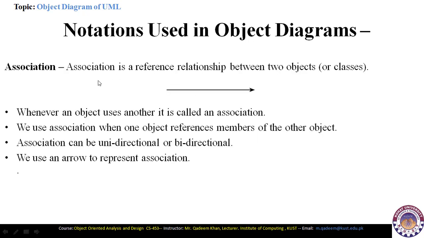Another relationship is called association. A unary association is between two different objects. Whenever one object uses another, it is called an association. So we use association when one object references the members of the other object. Association can be unidirectional or bidirectional. This is a unidirectional association, which means that information will flow only from one side to the other, not in both directions. We use arrows to represent this association.